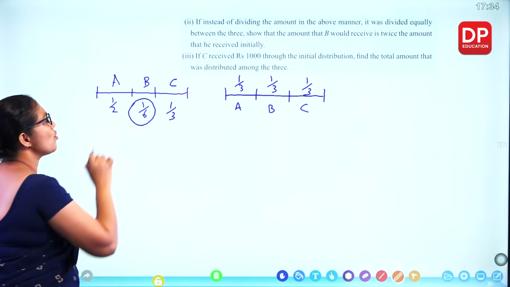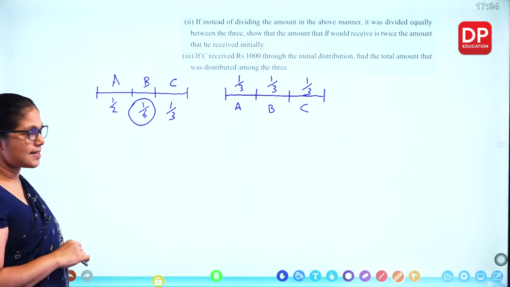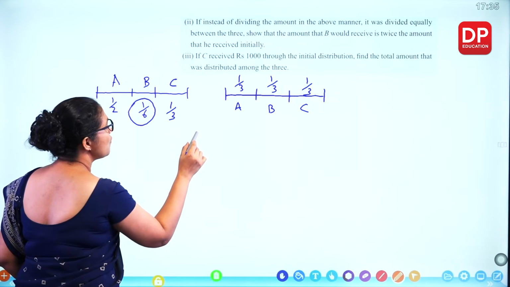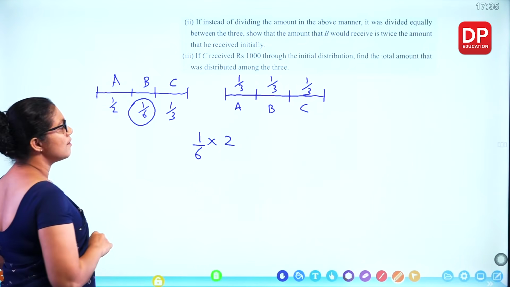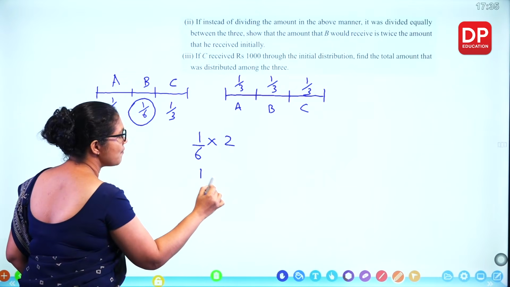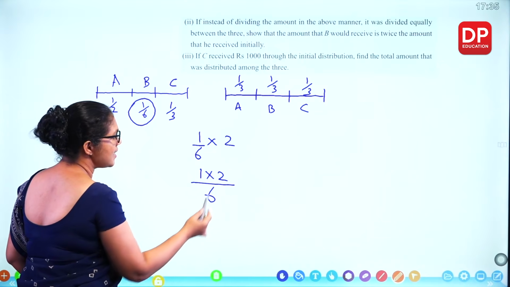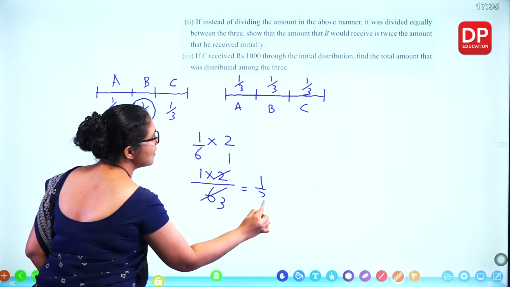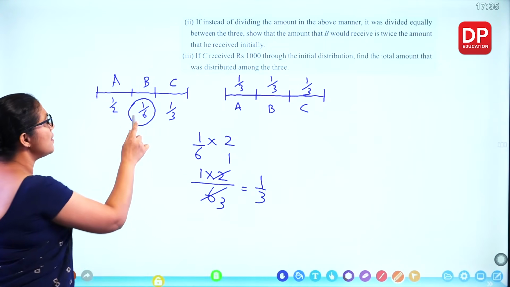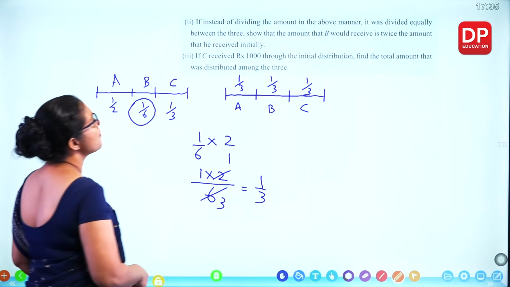So you have to show that initially B got 1/6 and when you double it, what happens? So double of 1/6. What happens here? You can simplify further. 1 times 2 and you can rewrite and simplify. So you get the same answer. When you double this amount, you are getting the same amount.